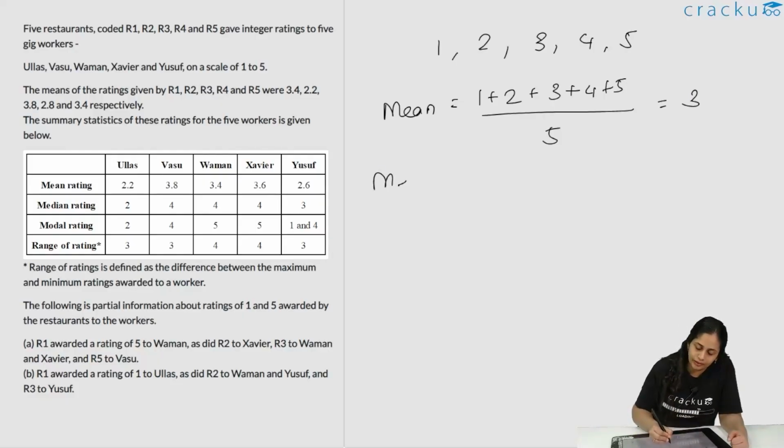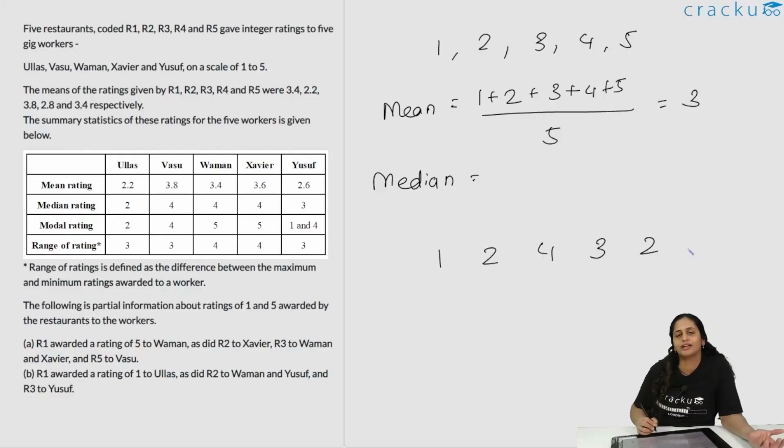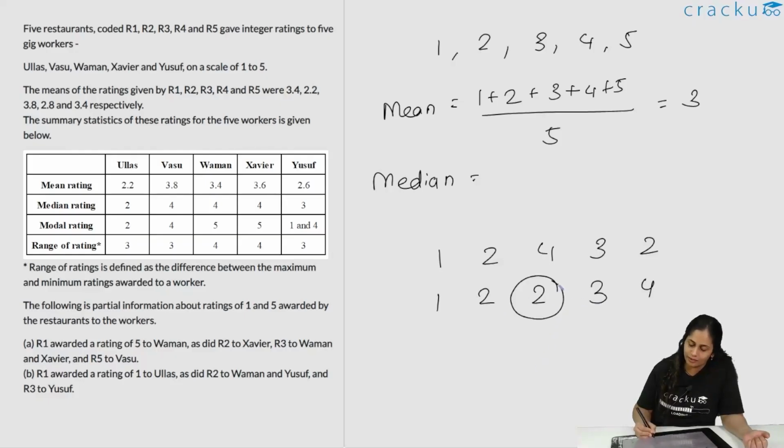What is median? Median is that if you arrange the terms in increasing order. So for example, if you have 1, 2, 4, 3, 2, first thing that you have to essentially do is arrange all of these terms in increasing order. And the middle term after arranging in increasing order is the median. So if I arrange all of these in increasing order, the middle term is 2. So 2 is the median.